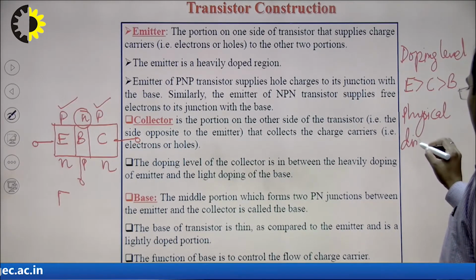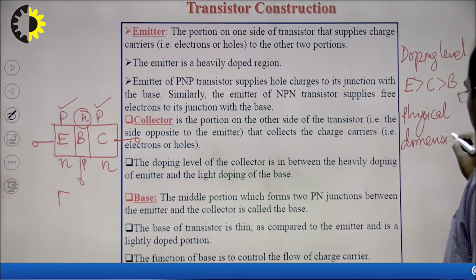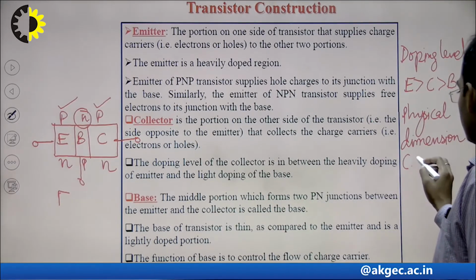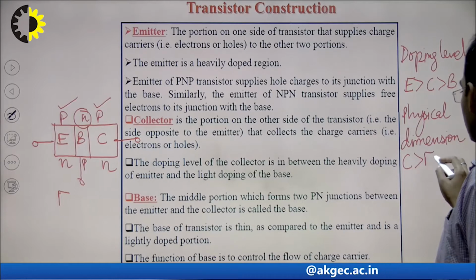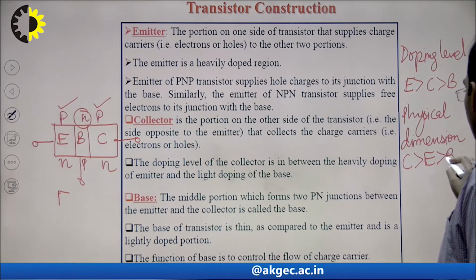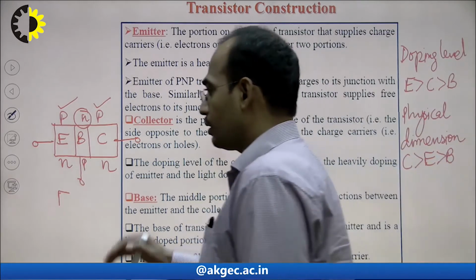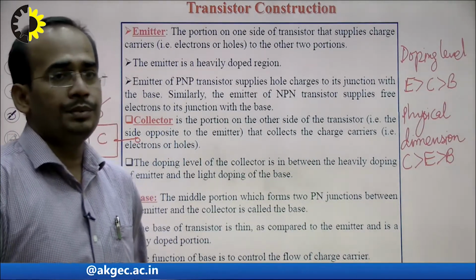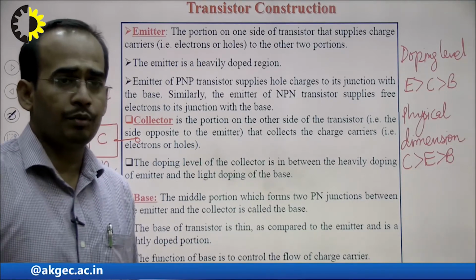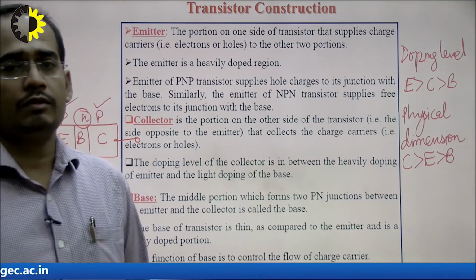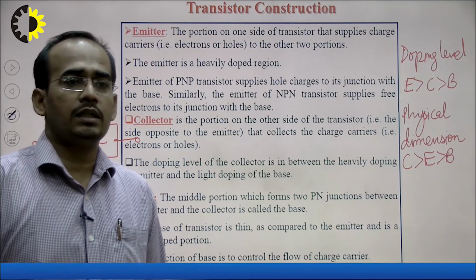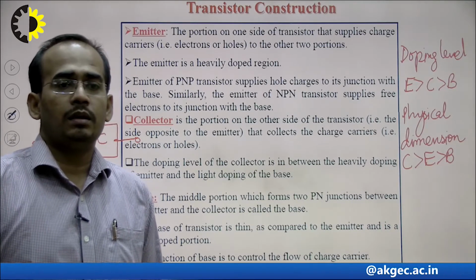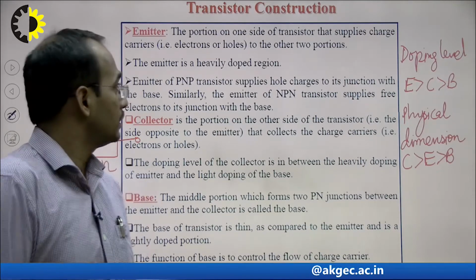What is the order of the physical dimension of the emitter, base and collector? The size of the collector is greater than the emitter and base. So, this is the order of physical dimension and this is the order of doping level. The emitter is highly doped, and the collector is the portion on the other side of the transistor that collects the charge carriers, and the doping level of the collector is in between the emitter and base.